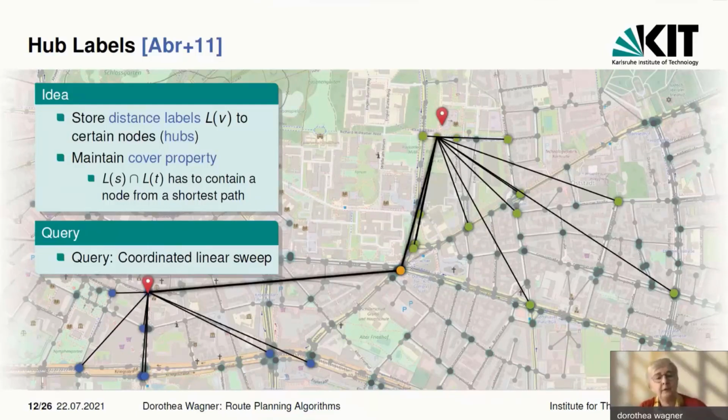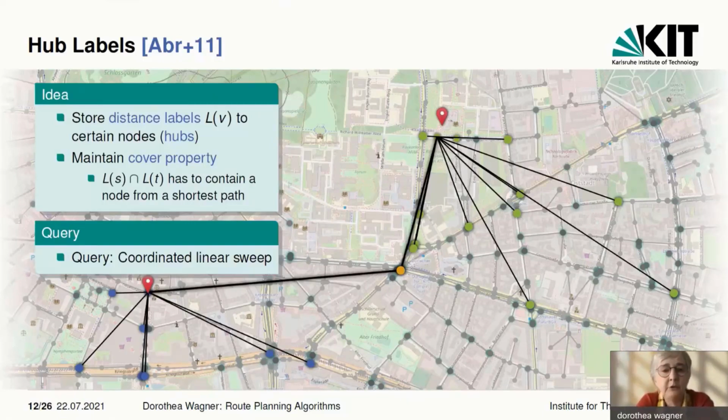Well, why is this useful? Let's look at this example. So here is one node in the intersection of the labels for S and the labels for T. And if this is really a node that lies on the shortest path from S to T, you can easily, using this node, compute the shortest path from S to T. Just take the shortest path from S to this node and the shortest path from T to this node, and then combine these shortest subpaths, and that way we get the shortest path from S to T.